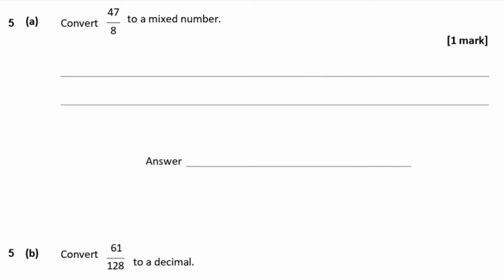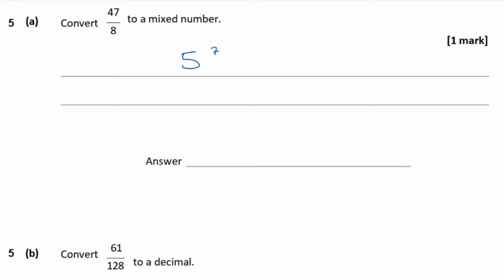Question 5a, convert 47 over 8 into a mixed number. Well, how many times does 8 go into 47? You can think about this as division, like you used to learn in primary school, when you worked out how many times a number goes into a number and what the remainder is. That's quite useful for converting into mixed numbers. So you can say that 8 goes into 47 5 times, because 5 times 8 is 40. So it goes in 5 times and the remainder is 7.